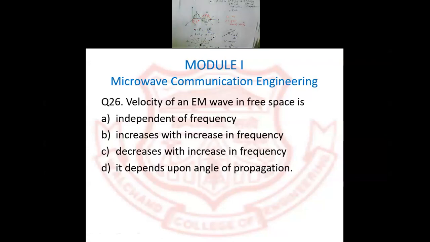A wave propagates, it has a velocity. What is the velocity depending upon? Is there any role of the angle there? Someone said the answer is A. It is correct. Whatever the EM wave is, in a free space, the velocity is not dependent upon the frequency. It is independent of frequency. There is no role of the angle of propagation. That is about polarization and all.